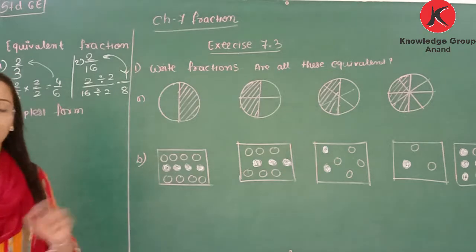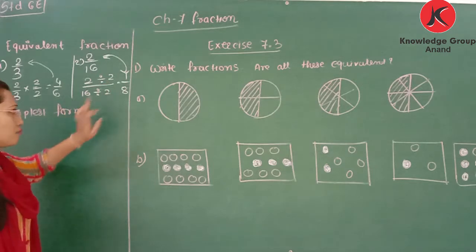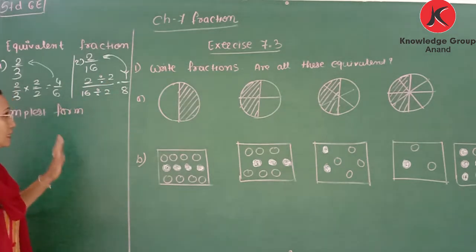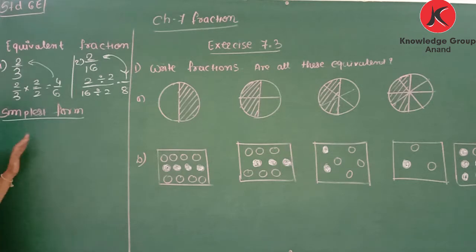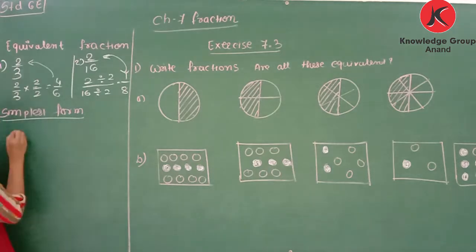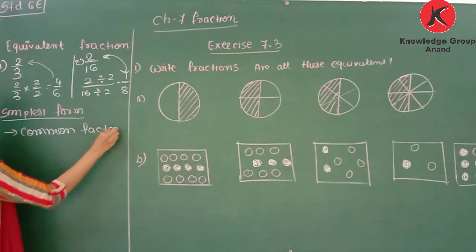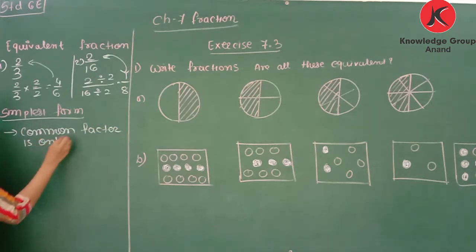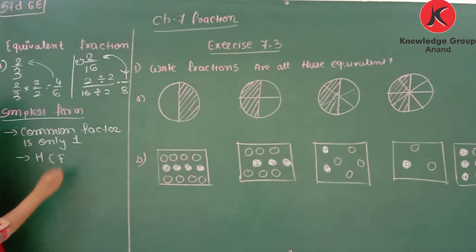If the numerator and denominator are multiplied by the same number, or divided by the same number, then we get an equivalent fraction. After that we learn about the simplest form. Simplest form means that the numerator and denominator have only 1 as a common factor. If the common factor between numerator and denominator is only 1, then we get the simplest form. For that we learn the HCF method.